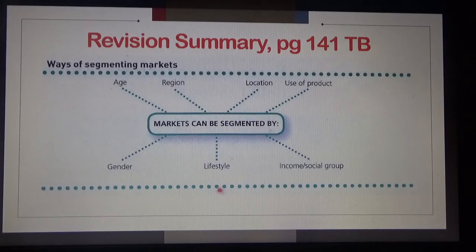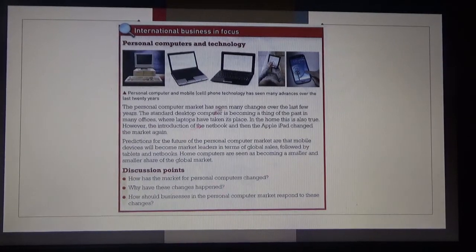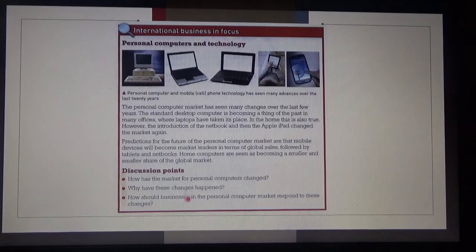So that you will get used to presenting topics when time is called upon. Okay, so now let's go to the International Business in Focus. In the past, I have been presenting International Business in Focus, reading the case, and answering discussion points with you.